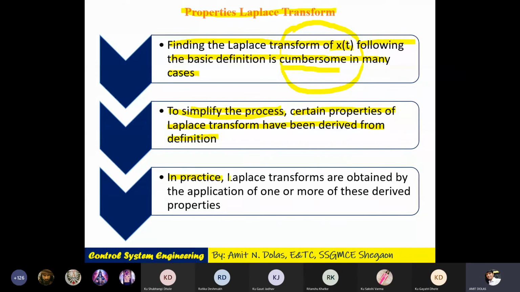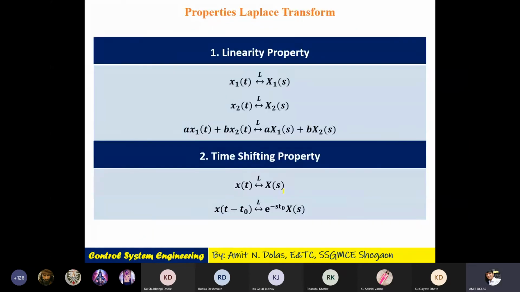In practice, Laplace transforms are obtained by the application of one or more of these derived properties. Quickly we'll go through the properties because it is already covered in the mathematics subject, but recalling is necessary, because we have to use them while solving for transfer function in the coming numericals. Now, properties of Laplace transform. First property is very simple. It is straightforward. That is linearity property.